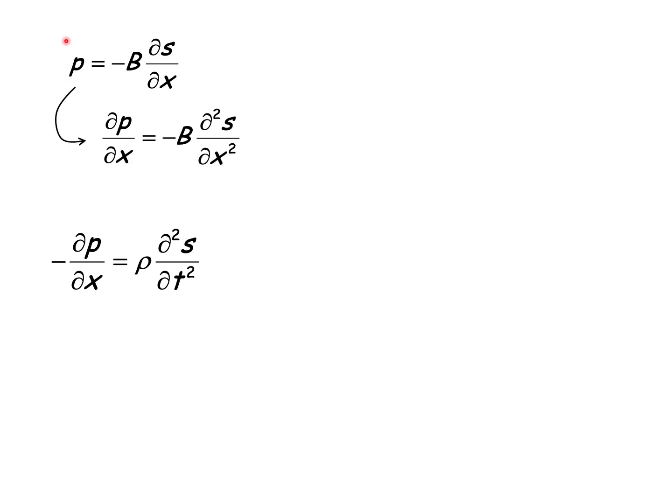And we can take the derivative of this, which will give us another way of writing del P del X, and we find that that's equal to negative B times the second derivative of S with respect to S. At this point, we're ready to do a substitution because we can just substitute this right into this term. And when we do that, we end up getting that the density times the second derivative of S with respect to time is equal to the bulk modulus times the second derivative of S with respect to x.